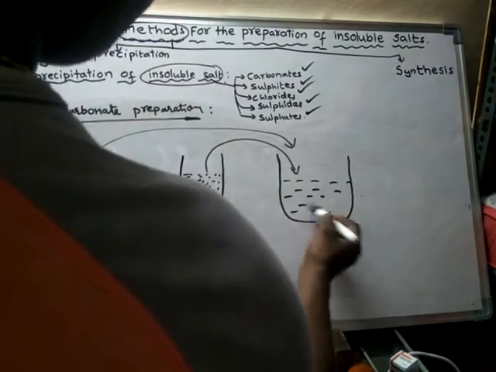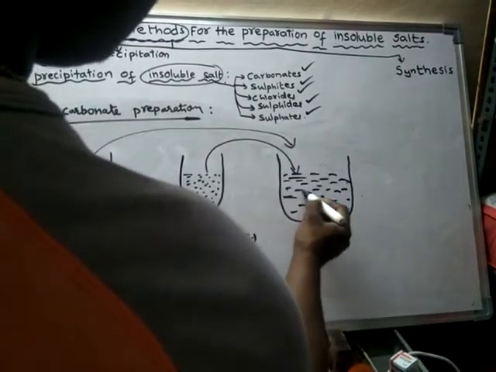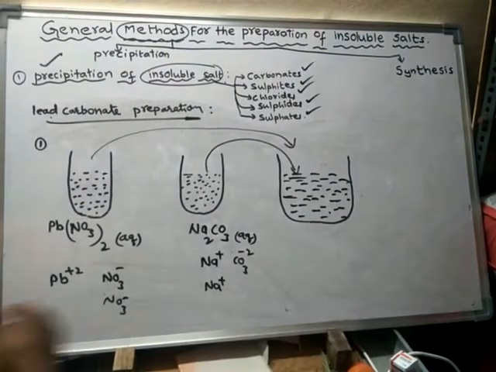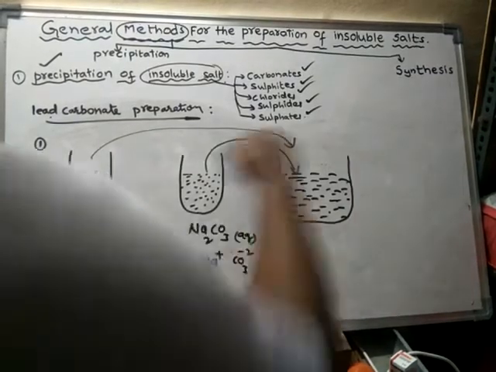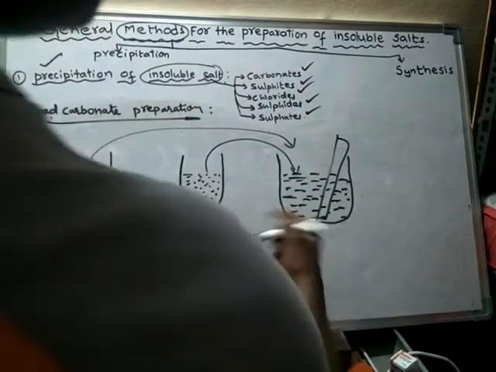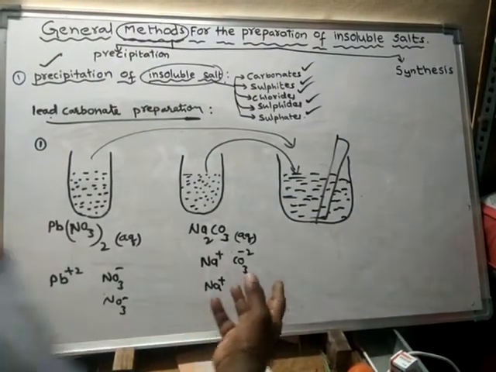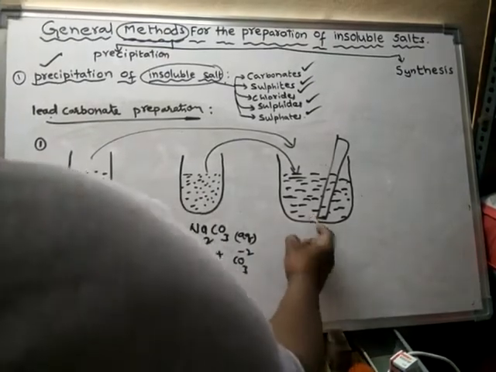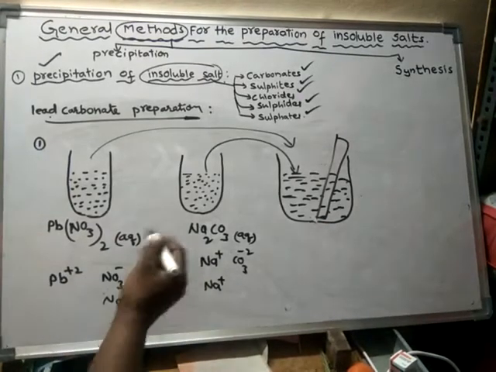When they are mixed, just after mixing these two, for the reaction to take place between these two, it is better to stir with the help of a glass rod. Take a glass rod and stir this mixture. No need of stirring also, but for better result, just stir it. So what happens? Reaction takes place between these two.